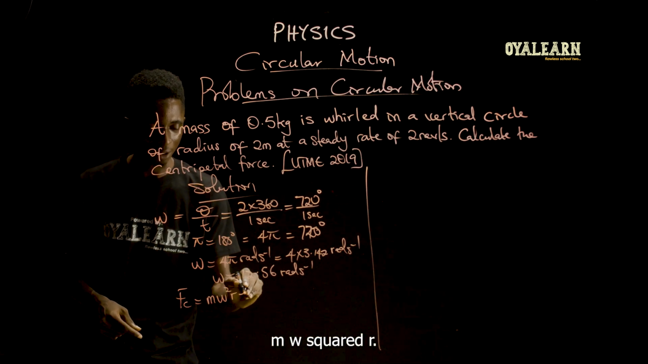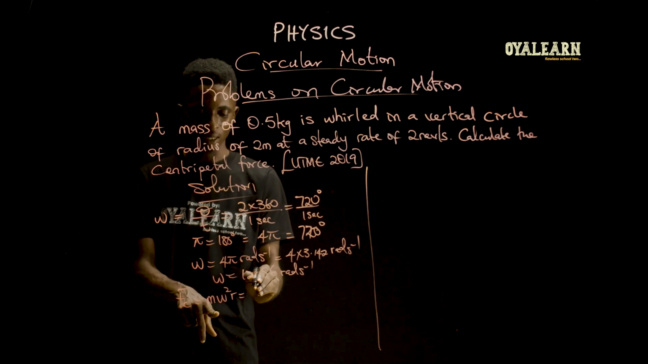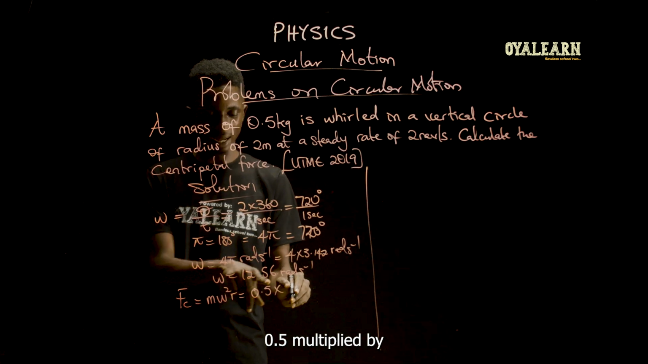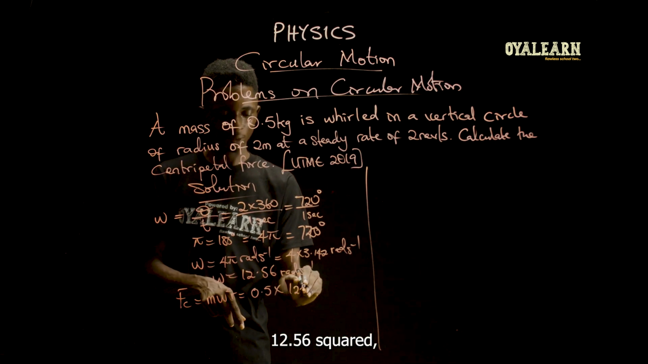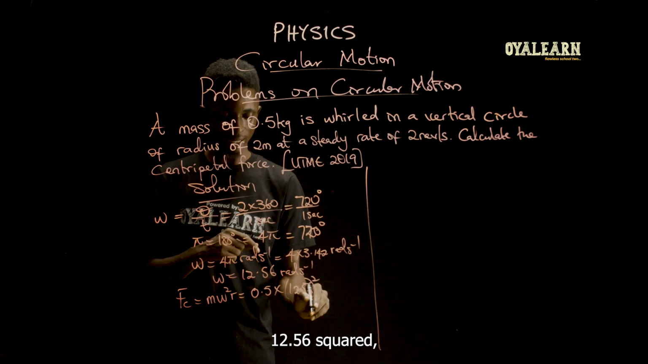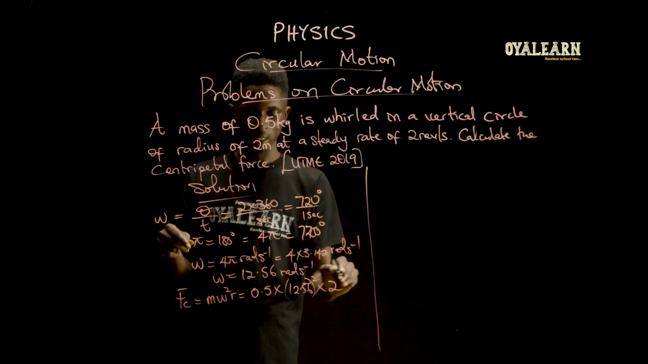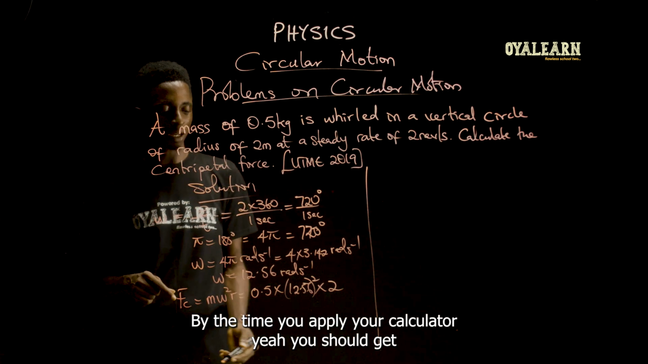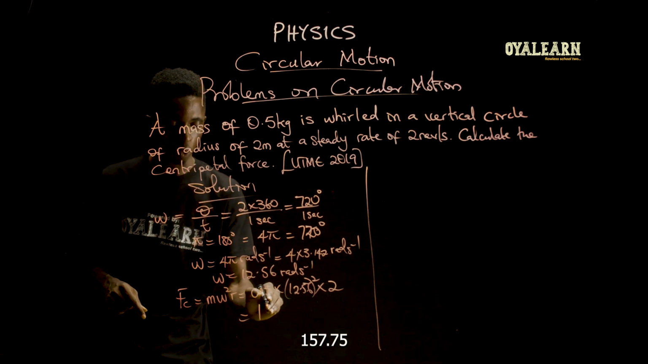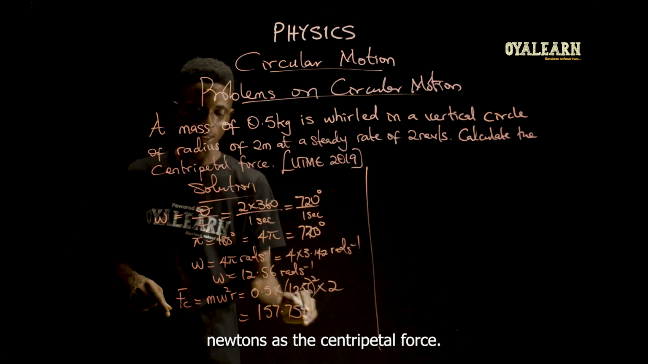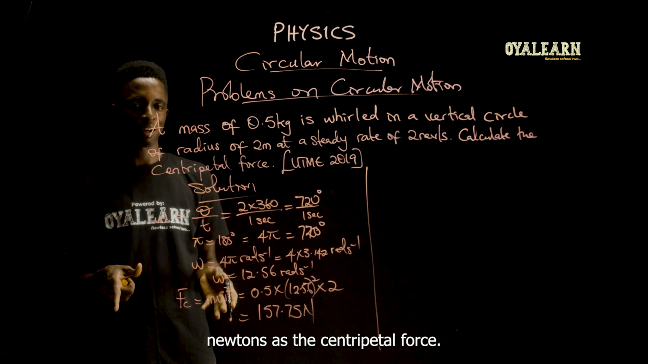Now, applying centripetal force Fc equals mw squared r, that is, we are having 0.5 multiplied by 12.56 squared, and then this multiplied by the radius is given as 2 meters. By the time you apply your calculator here, you should get 157.75 newtons as the centripetal force.